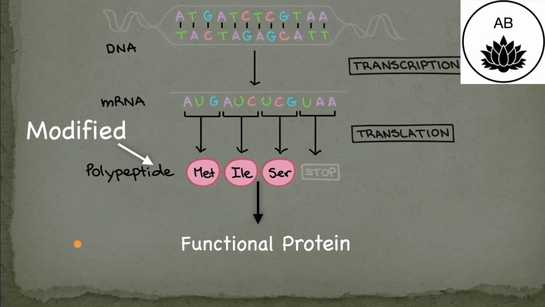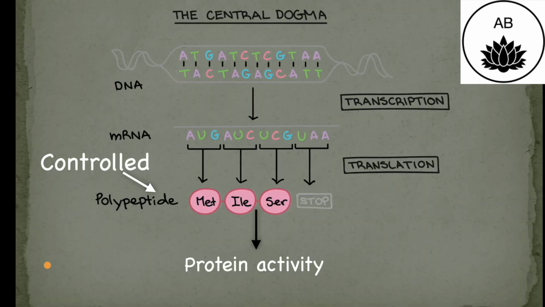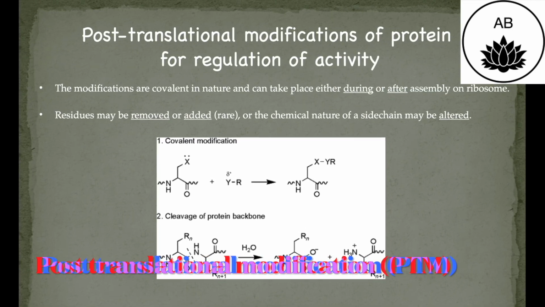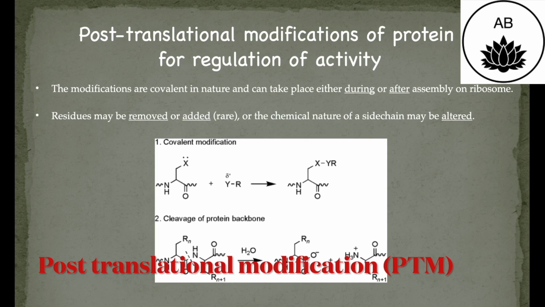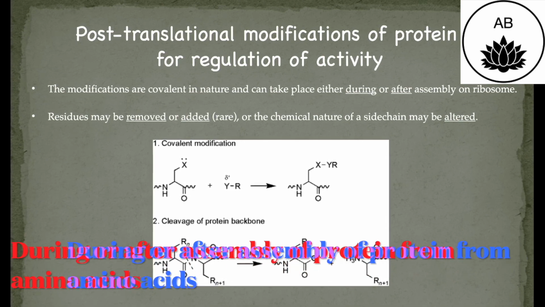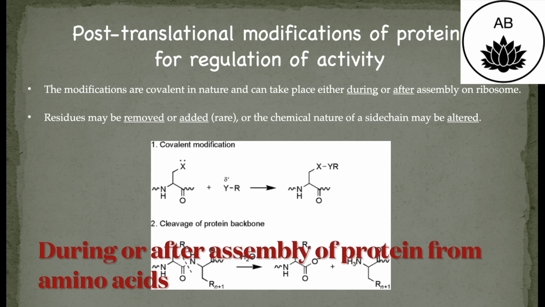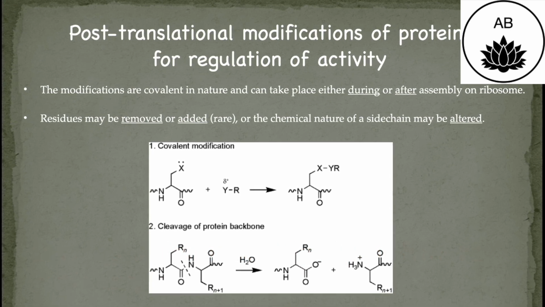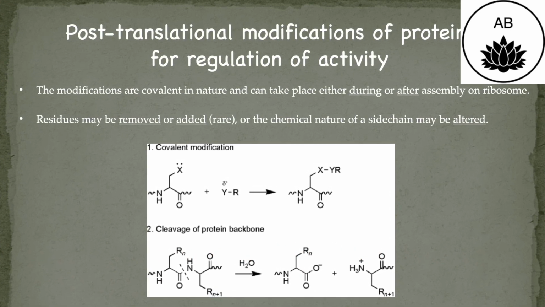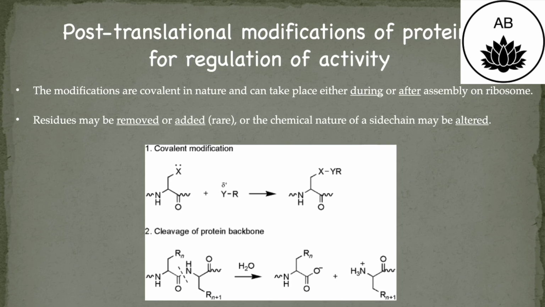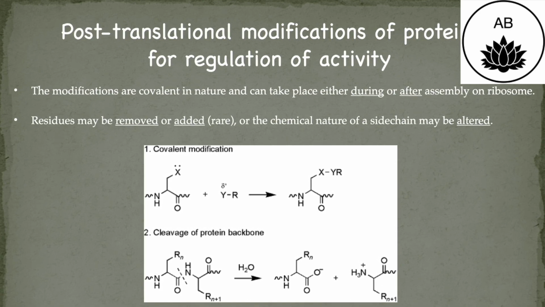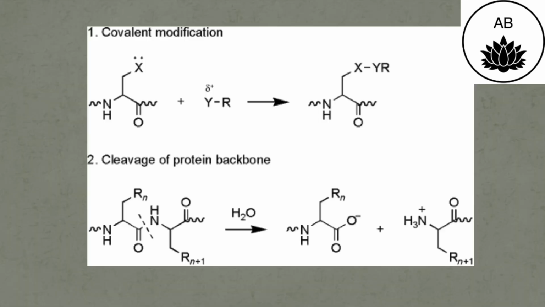Finished polypeptide is chemically modified to control protein activity. The modifications are covalent in nature and can take place either during or after assembly of a protein on ribosome. Amino acid residues may be removed or added, which is rare, or the chemical nature of a side chain may be altered. So essentially, we are talking about two types of modification.